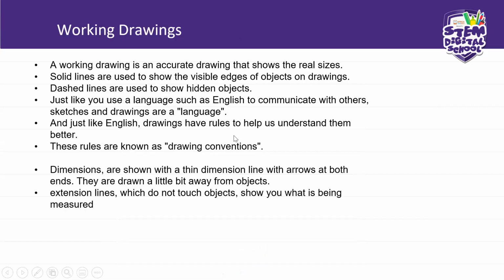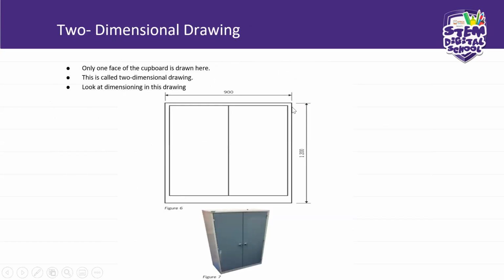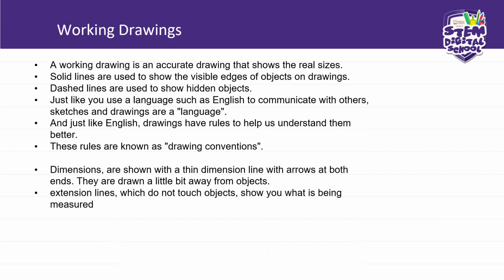Okay, dimensions are shown with a thin dimension line with arrows at both ends. They are drawn a little bit away from objects. Extension lines, which do not touch objects, show you what is being measured. The extension lines, let me show you those extension lines. They are these, okay? These are extension lines. They show you what is being measured. We know that this 1,200 millimeters is from here to here because we have these extension lines. Inside the extension lines, we have the arrows. Extension lines which do not touch the subject show you what is being measured.